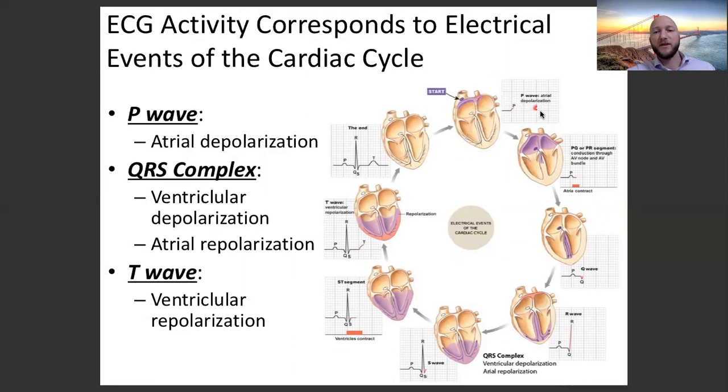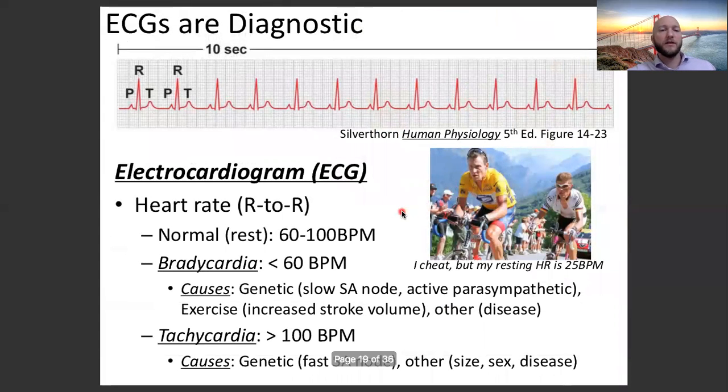Perfect. Right here you can see the corresponding parts of the ECG along with how that depolarization event is passing through the heart. So to determine heart rate in the ECG, we need to determine how long it takes for one cardiac cycle. How long does it take for one cardiac cycle?